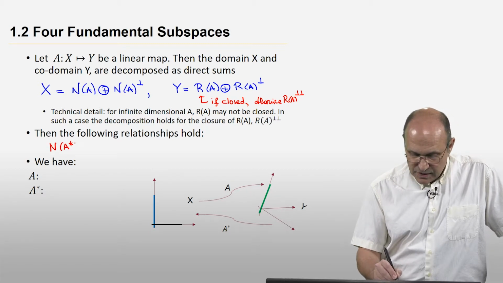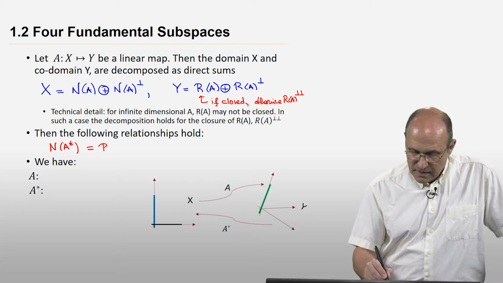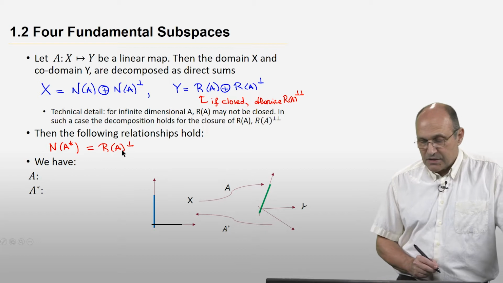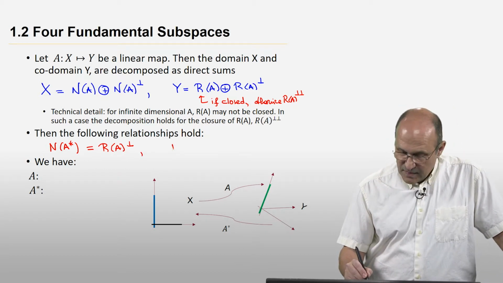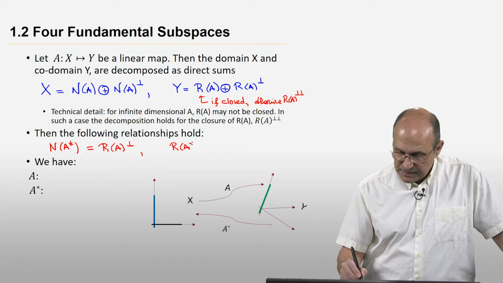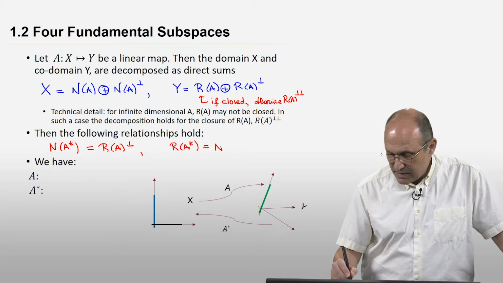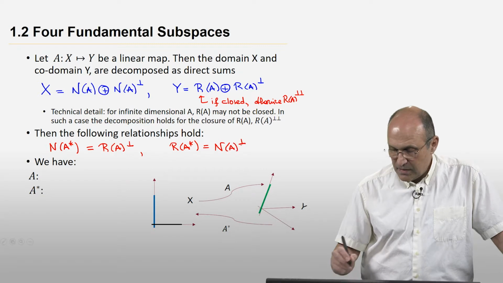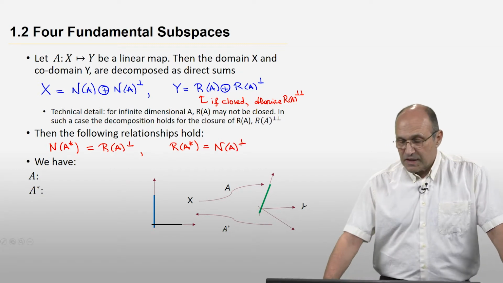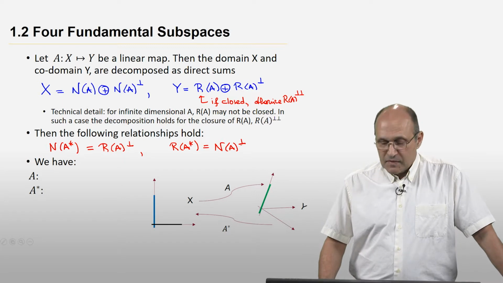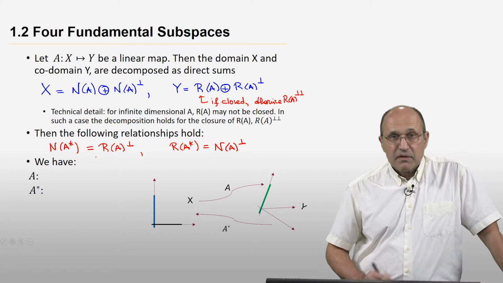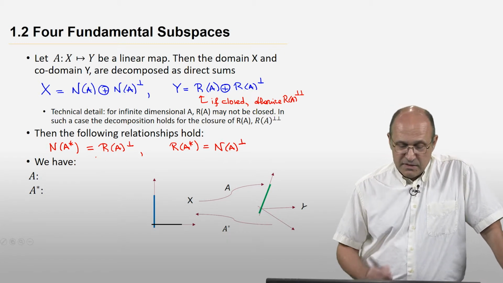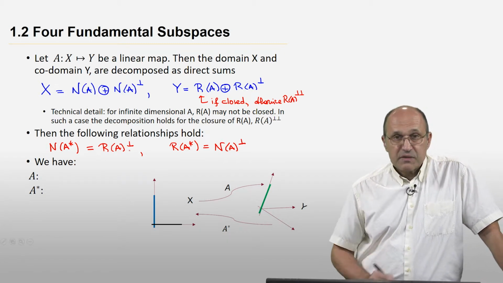The null of the adjoint is the orthogonal complement of the range of the linear map, and the range of the adjoint is the orthogonal complement of the null. So if you want as a mnemonic, you switch null and range and switch adjoints and perps.